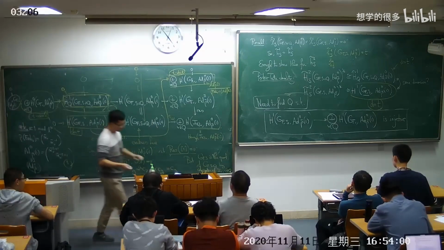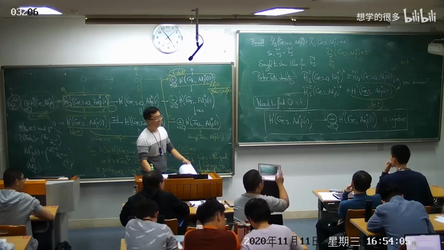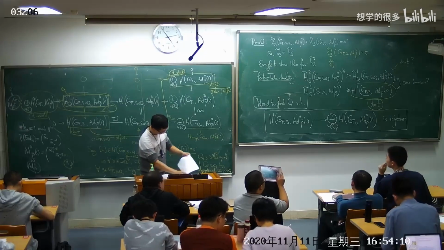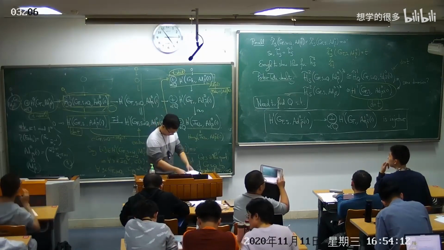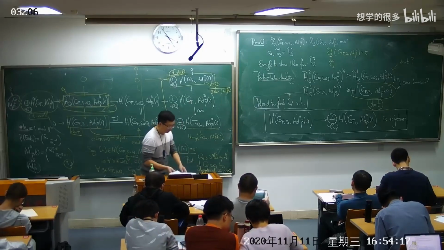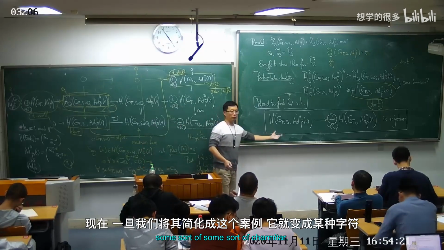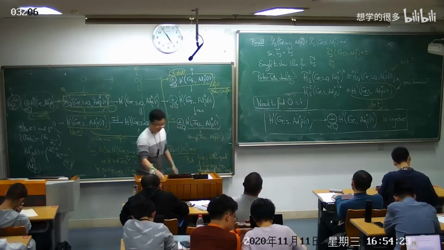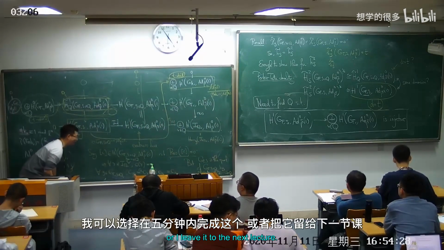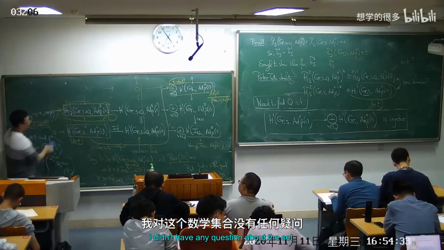So, 5 minutes. Are there any questions about these? It's a long diagram chase. Now, once we reduce this to this case, it becomes some sort of Chebyshev density argument. I have a choice of whether I do this in 5 minutes or leave it to the next lecture. Maybe I should leave it to the next lecture. Are there any questions about this?